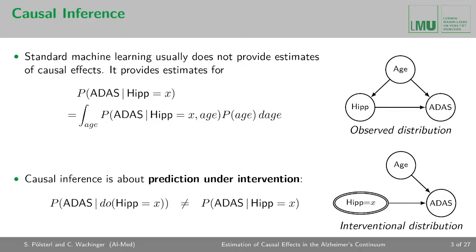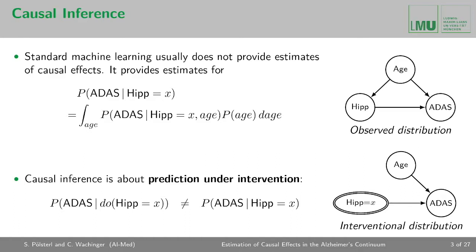Causal inference is about answering the what-if question. What is the ADAS score would the hippocampus volume be X? In technical terms, this is called making prediction under intervention and is indicated by adding a do operator to the condition. The resulting probability distribution is called the post-intervention distribution. The post-intervention distribution can also be represented graphically by removing all incoming arrows to the hippocampus volume node and fixing the hippocampus volume to the constant X, as shown in the figure on the right.